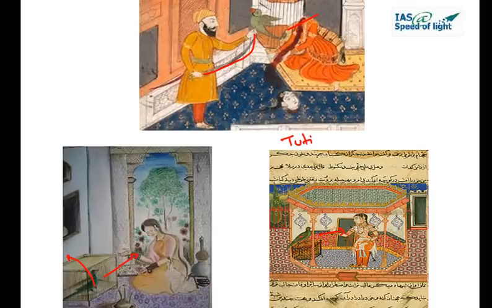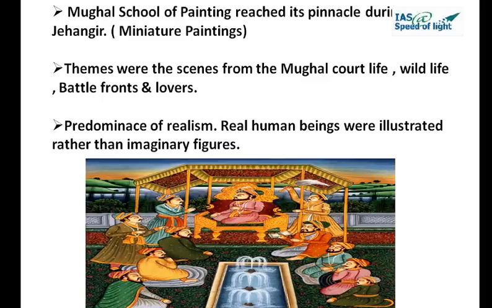So the first great work of the Mughal school of paintings came up during the reign of Akbar, who set up a different department of painting as well. The Mughal school of painting reached its pinnacle during Jahangir, particularly miniature paintings, here we are talking about, not the mural paintings. So Jahangir, we already know, is famous for painting. Using mnemonics also, we linked Jahangir, the chain. So Jahangir is famous for the paintings.